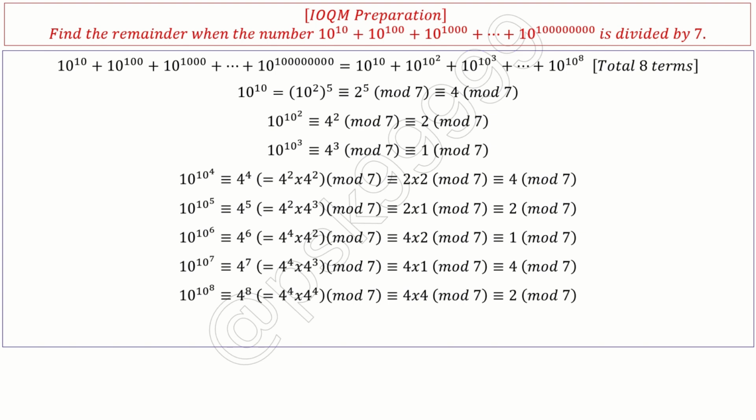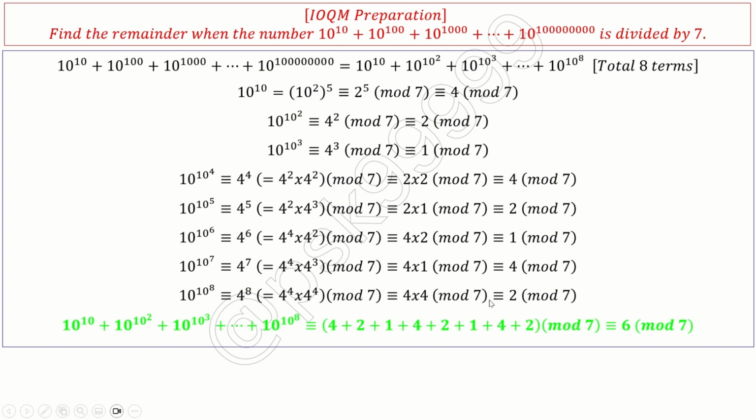So now the sum of all these values, 10 to the power of 10 plus 10 to the power of 10 to the power of 2 up to 10 to the power of 10 to the power of 8, is congruent to 4 plus 2 plus 1, 4 plus 2 plus 1, 4 plus 2, 8 terms. Carefully write it. If you sum this up and divide by 7, you will get remainder 6. So 6 is the answer. Hope you understand this remainder problem. Next.